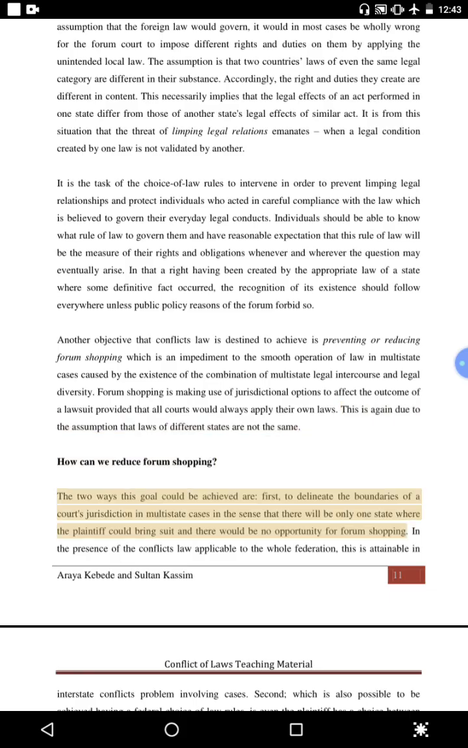The two ways this goal could be achieved are, first, to delineate the boundaries of a court's jurisdiction in multi-state cases, in the sense that there will be only one state where the plaintiff could bring suit and there would be no opportunity for forum shopping. In the presence of a conflicts law applicable to the whole federation, this is attainable in interstate conflicts problem involving cases.